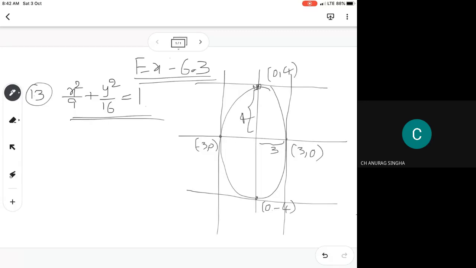Slope of the x-axis. This is the x-axis, and what is its slope? Can you say the equation of the x-axis at least?